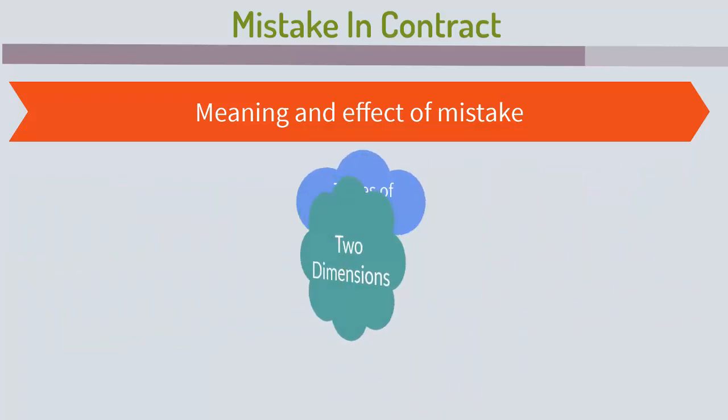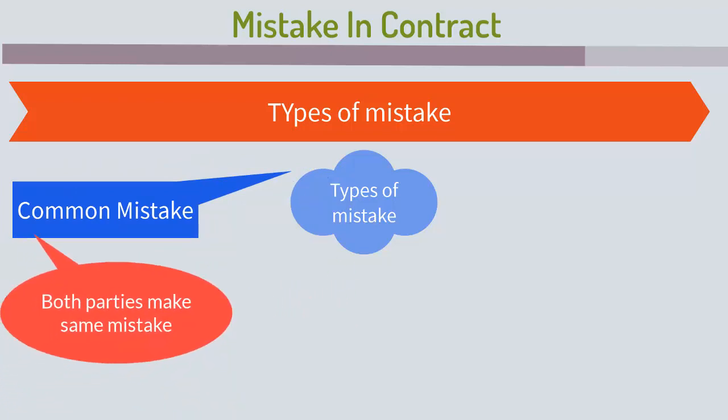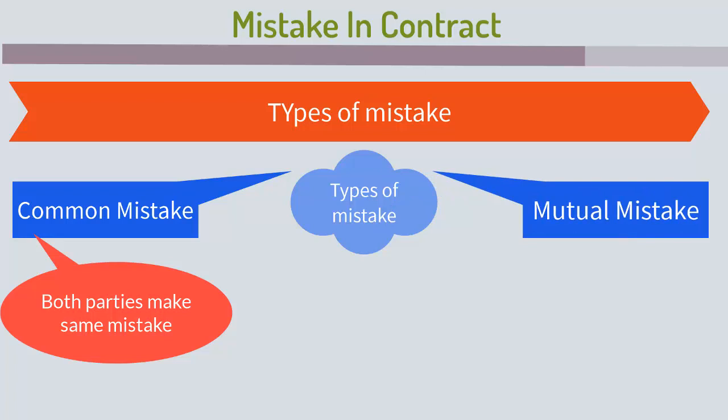Now, what are the types of mistake? One, common mistake. So here, both parties are laboring under the same false assumption. So both make the same mistake. The second type is mutual mistake. Here, the parties misunderstand each other and are at cross purposes.